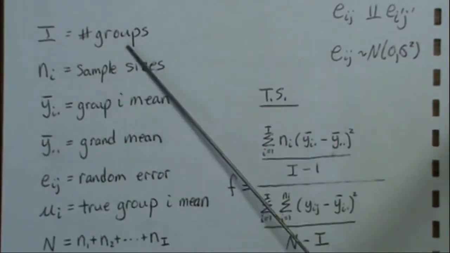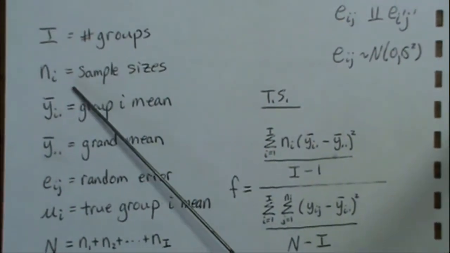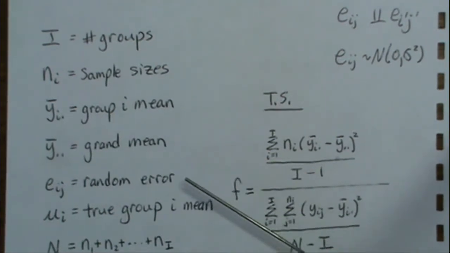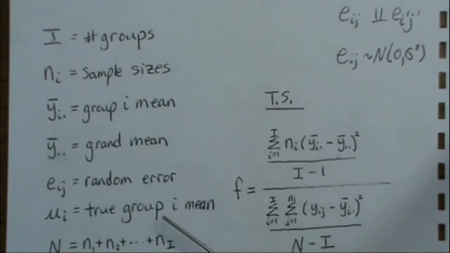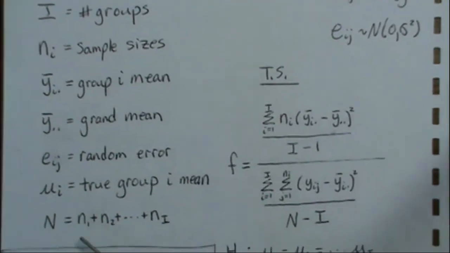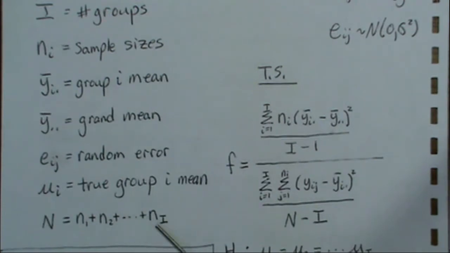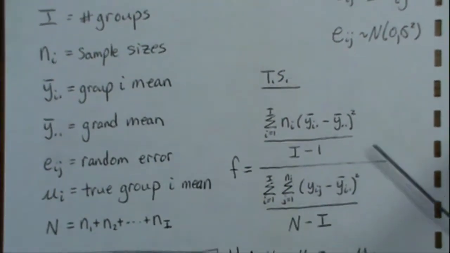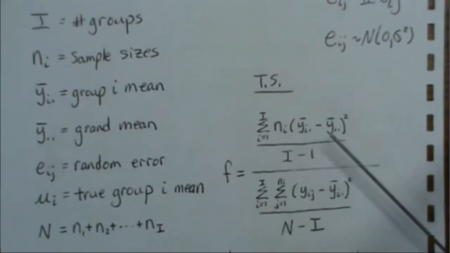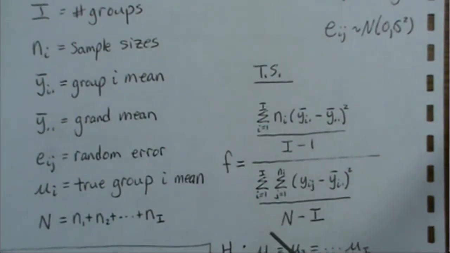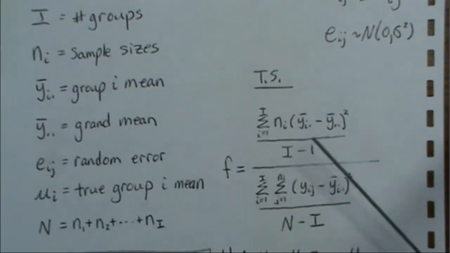The terms: I is the number of groups. Sample sizes are different within each group. We have group means, grand means, the random error component, and the mu-i's are the true group means, which we often don't know. And we're going to let the individual sample sizes all total to a capital N. And here's the standard test statistic. This is the mean sum of squares for treatment, and this is the mean sum of squares for error.